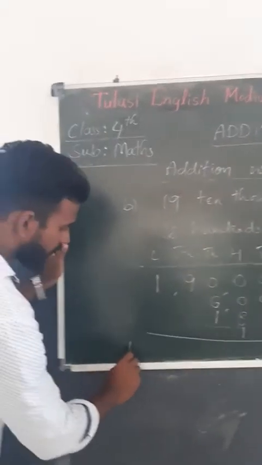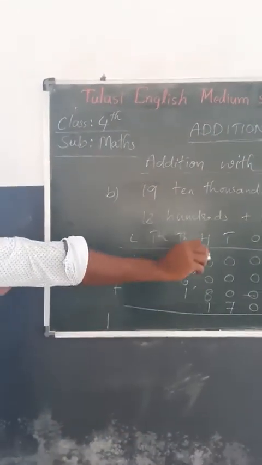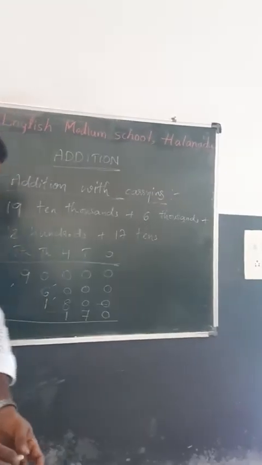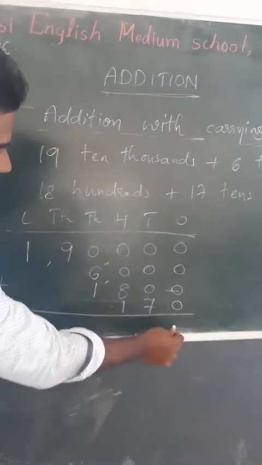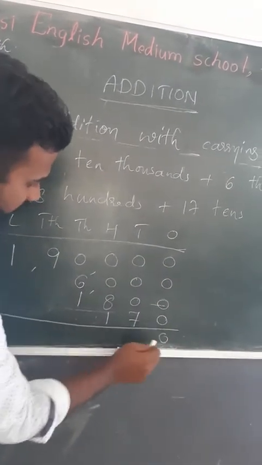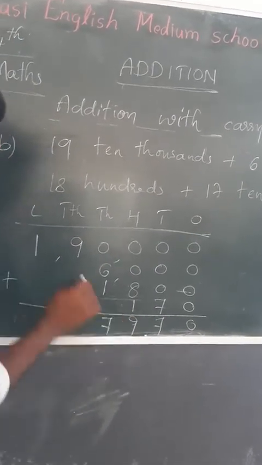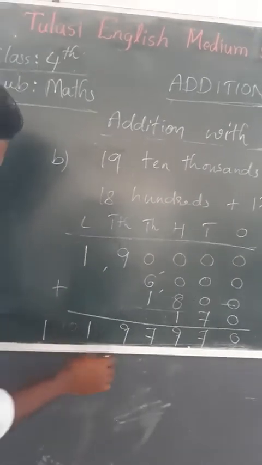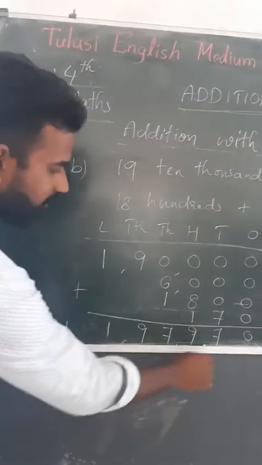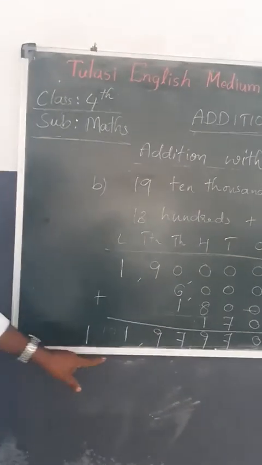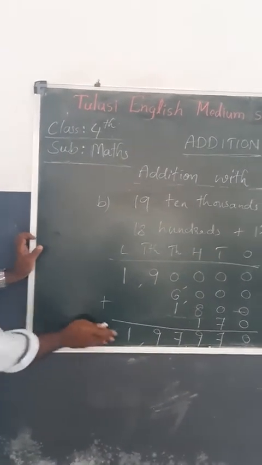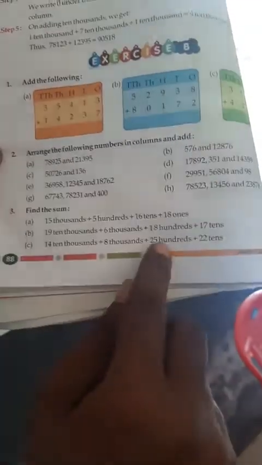So now say easily you can add 0. Here 7, 8 plus 1, 9, 6 plus 1, 7. Here it is 9. In the last place 1. 1,97,970 is the sum. So in the same way you can do this. Find the sum. One is done.